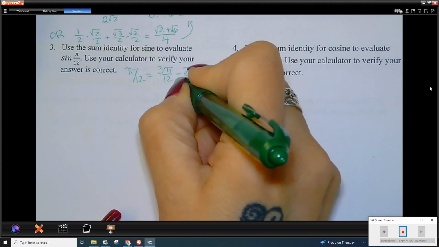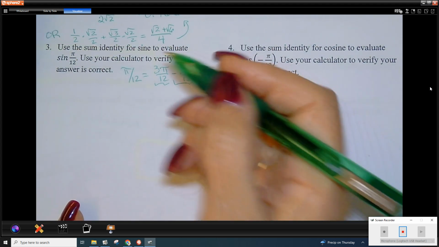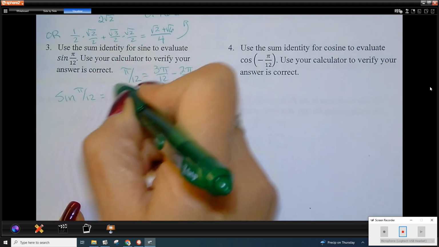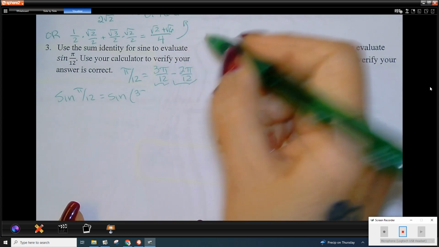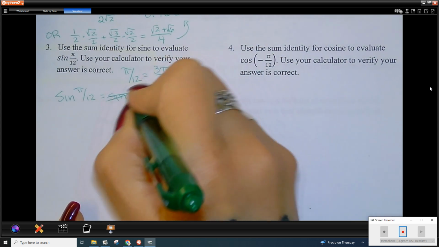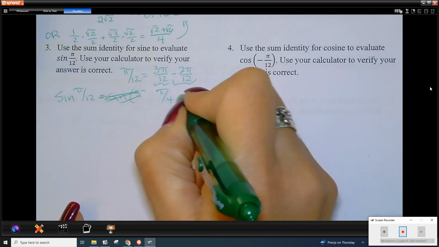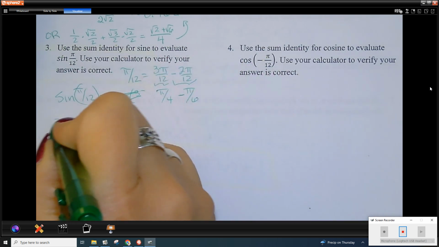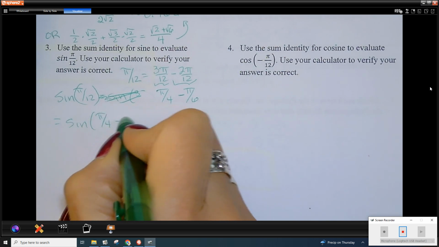So this is going to be our beta, this is going to be our alpha. You could say plus minus, but when you add a negative, it's subtraction. So we're going to get sine of pi over 12 is the same as sine of 3 pi, oops, I didn't reduce them. 3 pi over 12, let me go backwards, is pi over 4. 2 pi over 12 is negative pi over 6. So that equals sine of pi over 4 minus pi over 6.